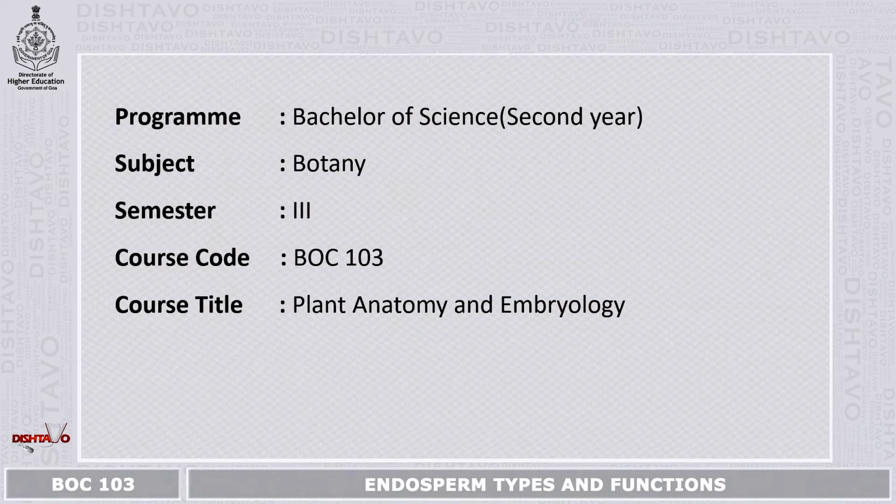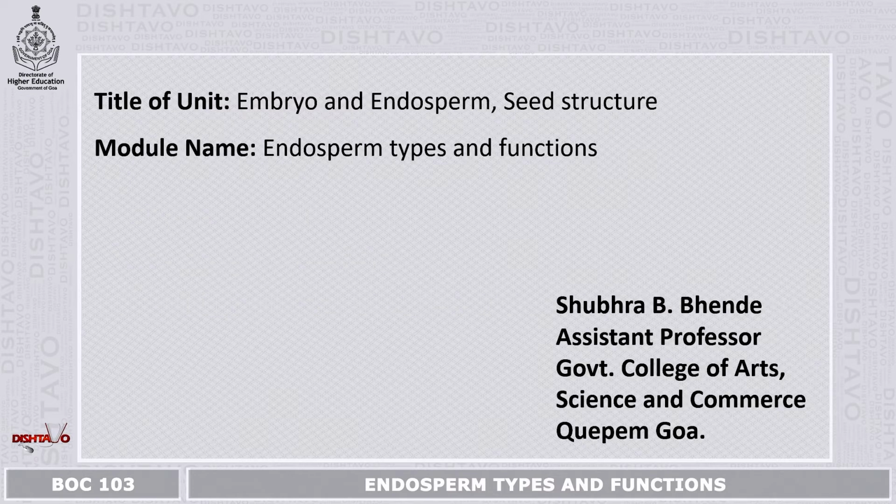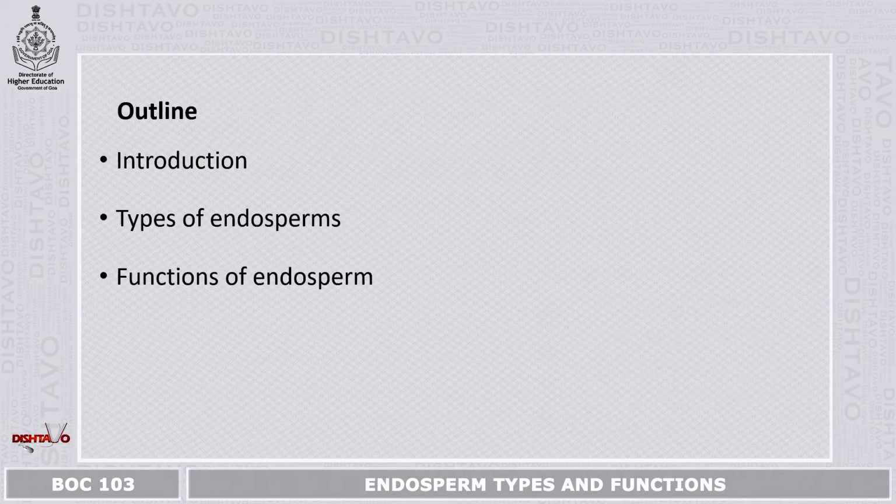Program: Bachelor of Science, second year. Subject: Botany, Semester 3. Course code BOC 103. Course title: Plant Anatomy and Embryology. Title of the unit: Embryo and Endosperm Seed Structure. Module name: Endosperm Types and Functions. Outline of the module: Introduction, Types of Endosperm, Functions of Endosperm.